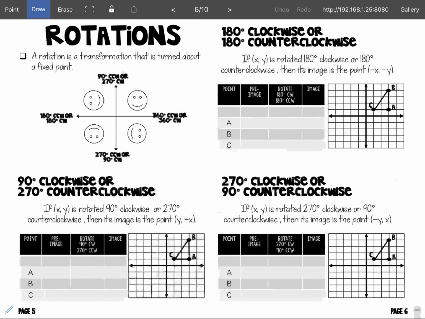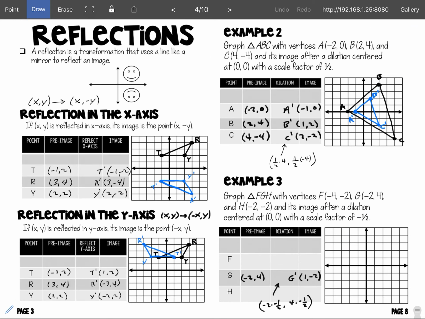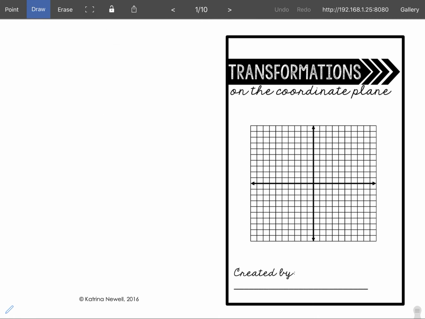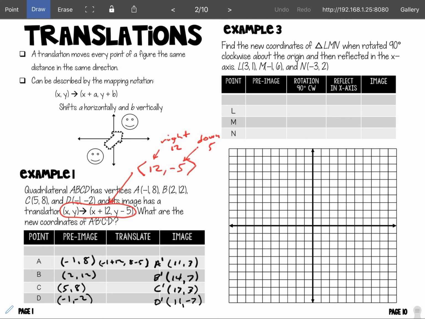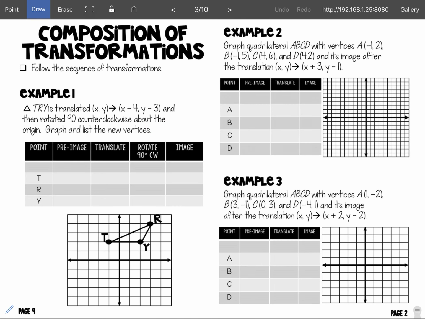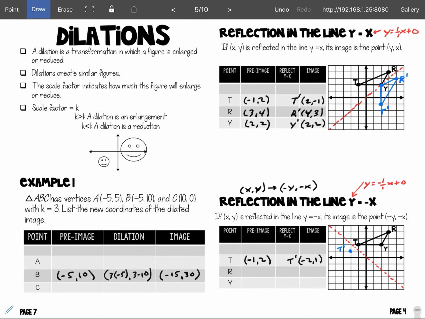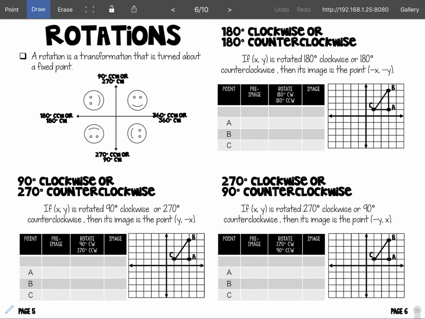All right, let me see if anything happens. Okay, so there's the first page. There's the translations. We're not doing that one. There's the reflections, dilations. It will not show me the rotations page.